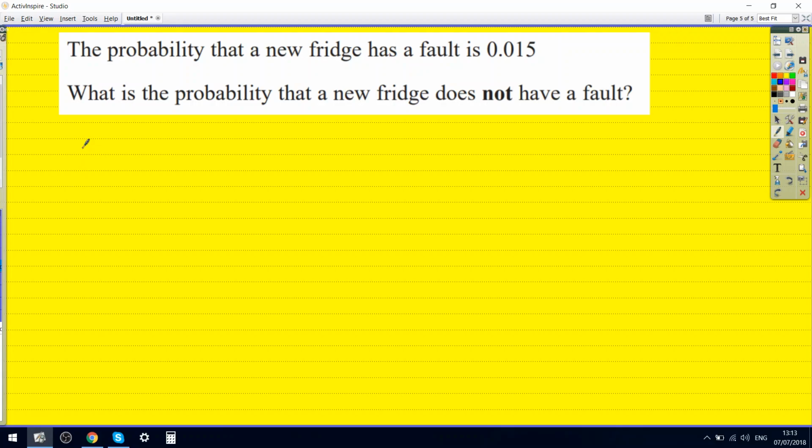0.0785? No. What do you know about probabilities? Probabilities always add up to 1. So basically, a fridge either has a fault or doesn't have a fault. There's no third thing. So the probability it does have a fault is this. And so how would you get the probability it doesn't have a fault? You would minus that from 1.